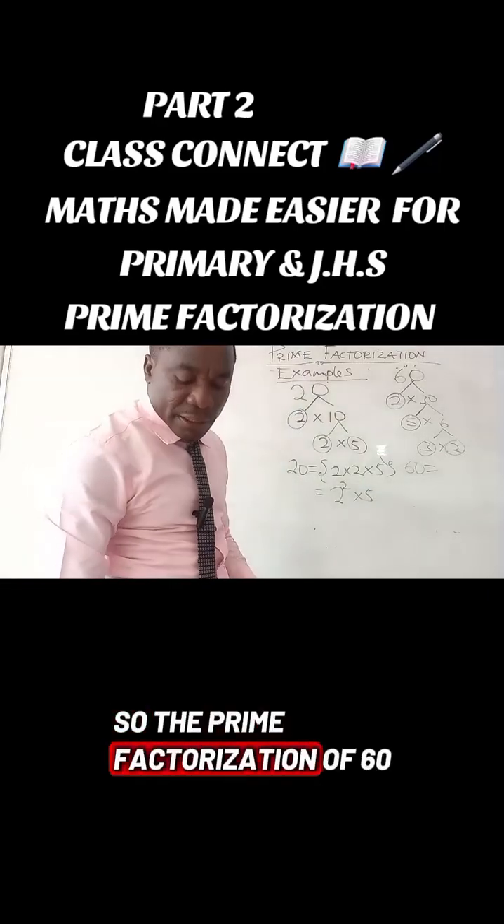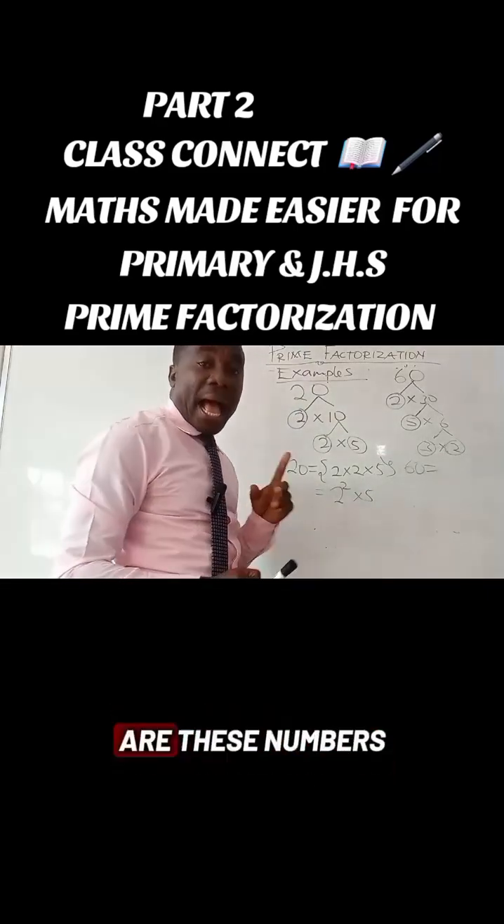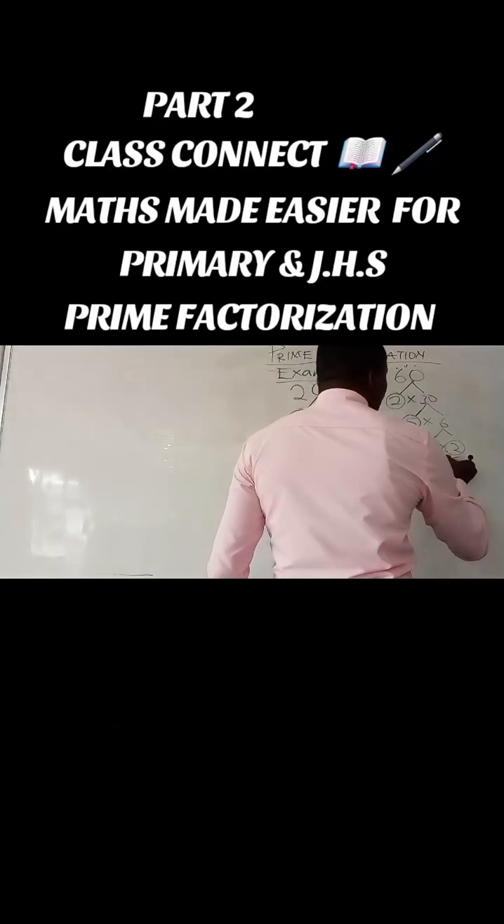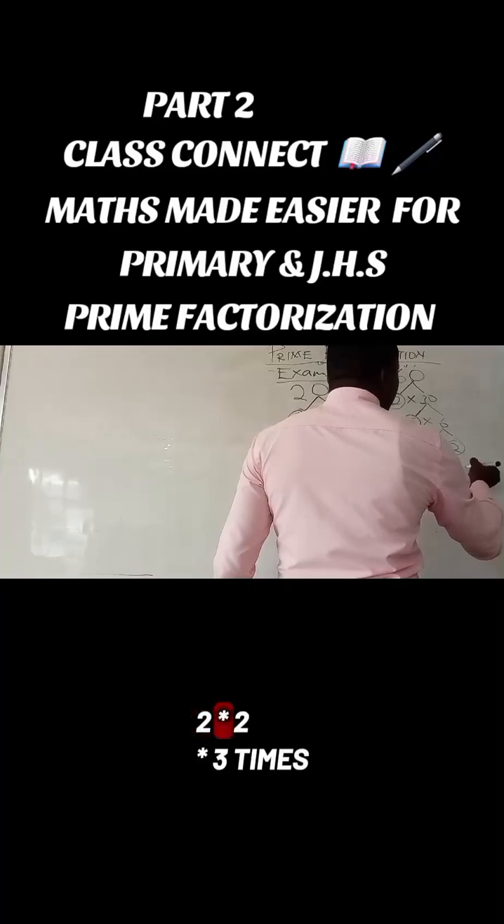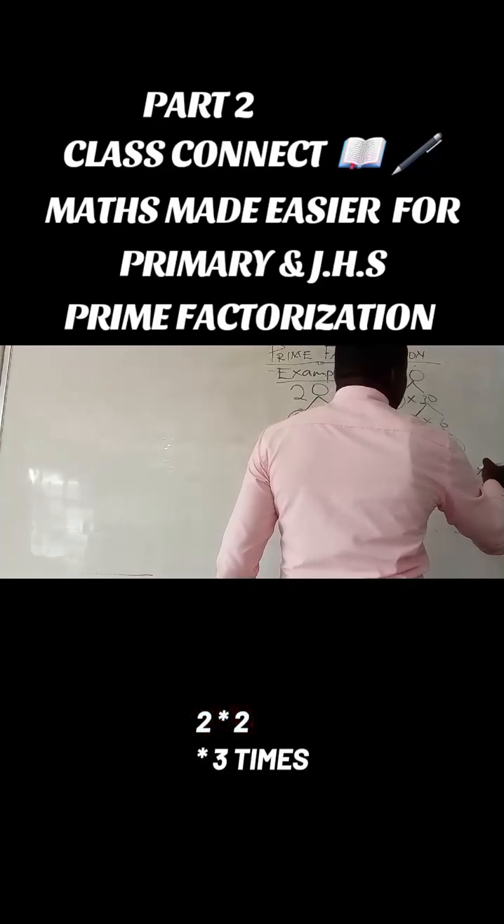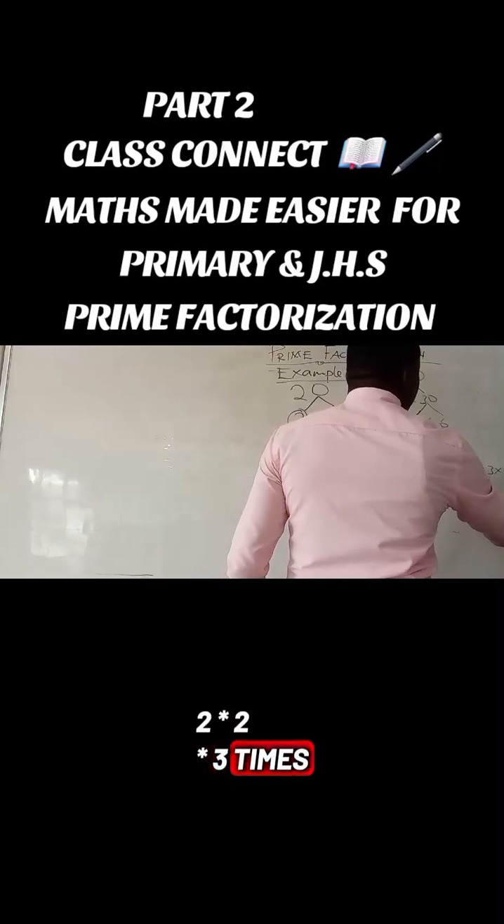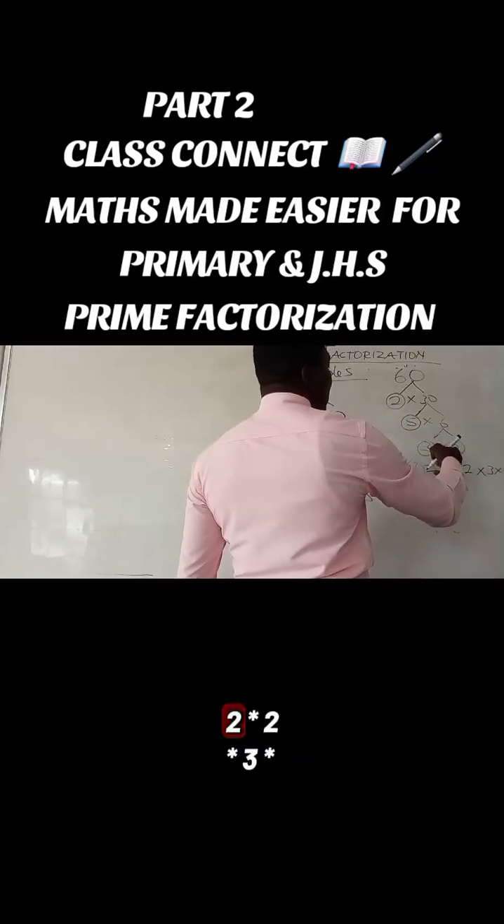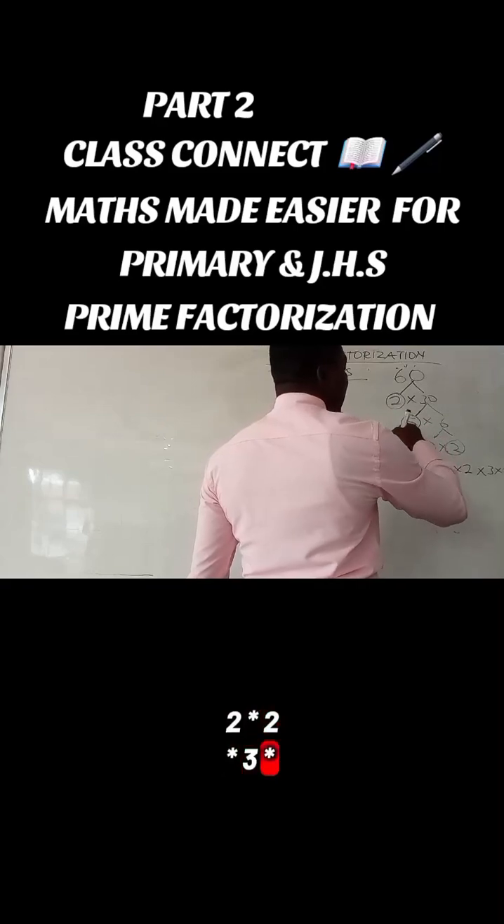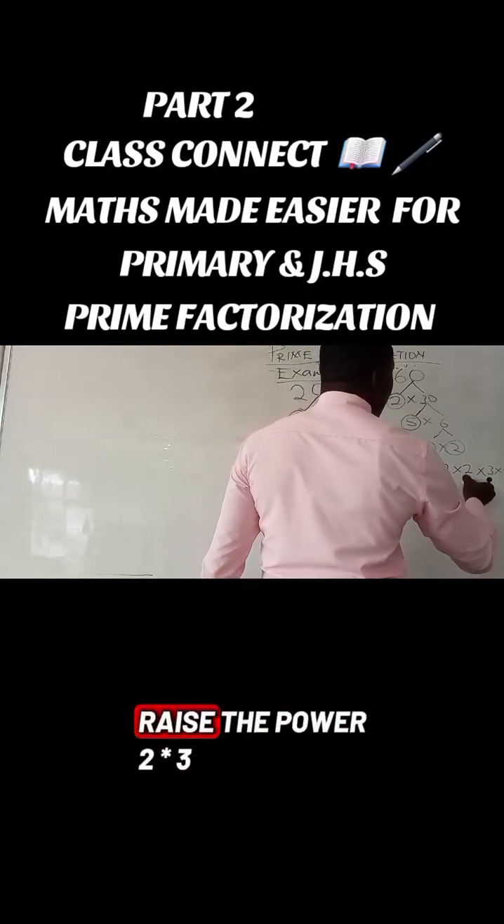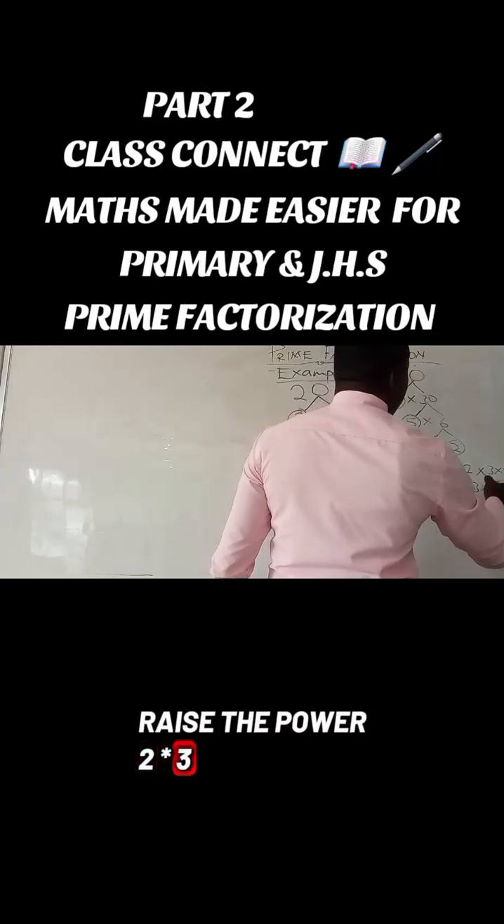So the prime factorization of 60 is these numbers: 2 times 2 times 3 times 5. So it will be 2 raised to the power 2 times 3 times 5.